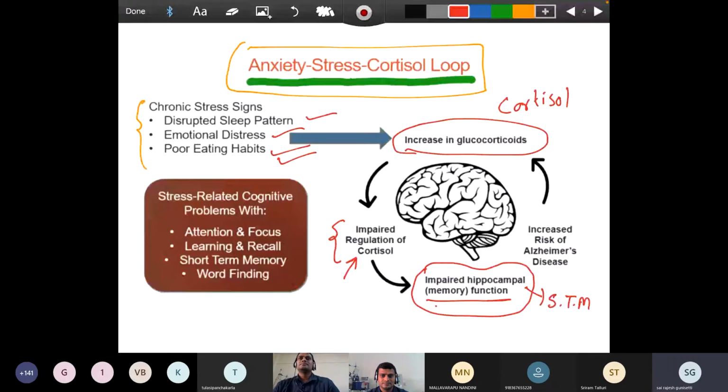So what happens with that? You have a problem in attention, and focus goes down. In learning, you cannot recall. Short-term memory loss will be there. You could not find your words too. Why is all this happening? It's all happening only because of cortisol. And why is this happening? Because of stress. Now, what is the relationship between this and our pharmacy?